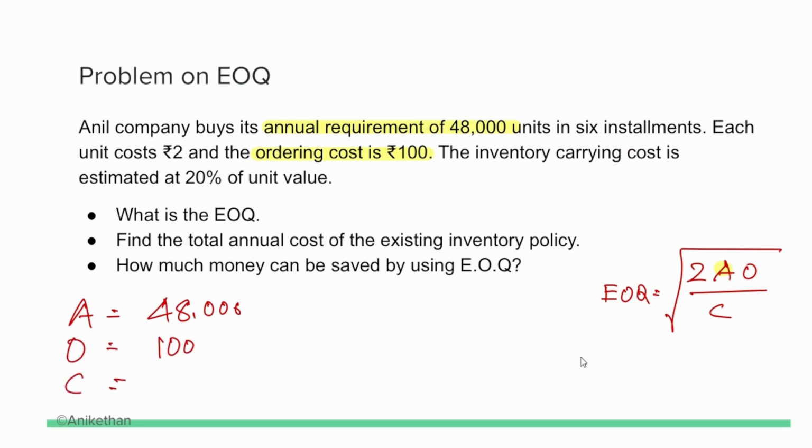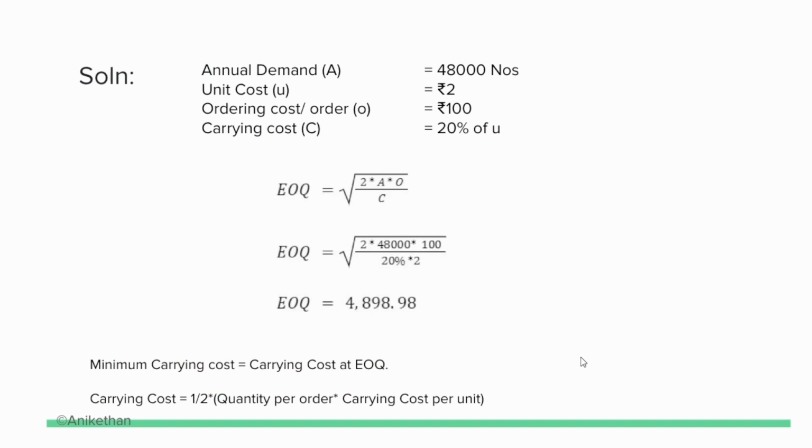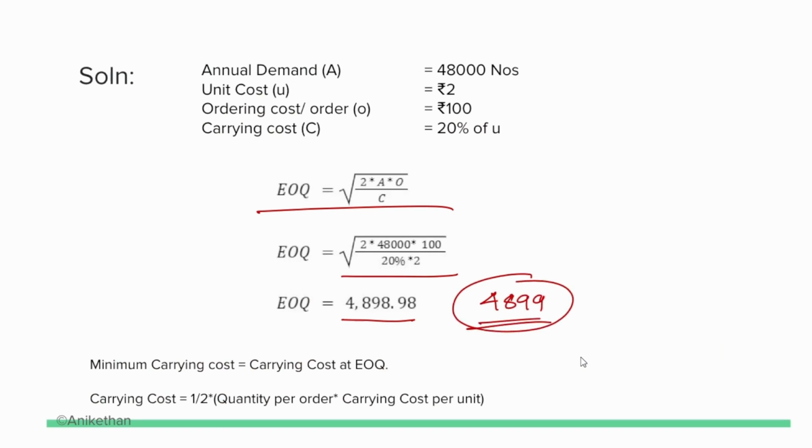Third, you should know what is carrying cost. Carrying cost is estimated at 20% of unit value. Unit cost is 2. So carrying cost is 2 into 20%. So you have to calculate, you will get 0.4. Now you have all the details. If you substitute all of them in the EOQ formula, you will get EOQ of 4898. So you round it off to 4899 or 4900 also. So this is your EOQ.